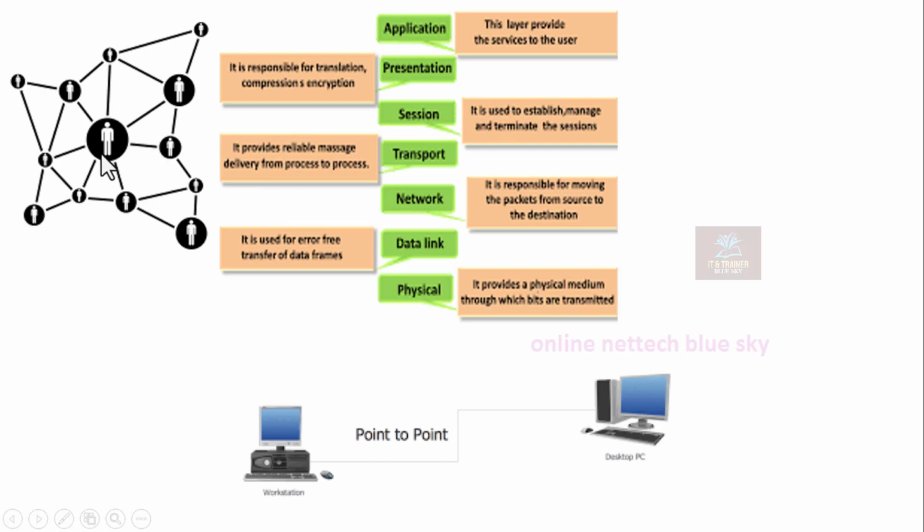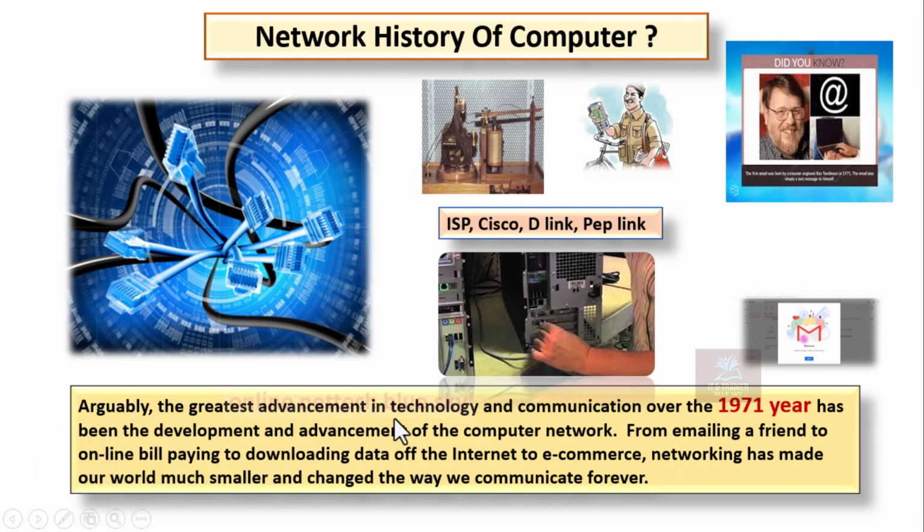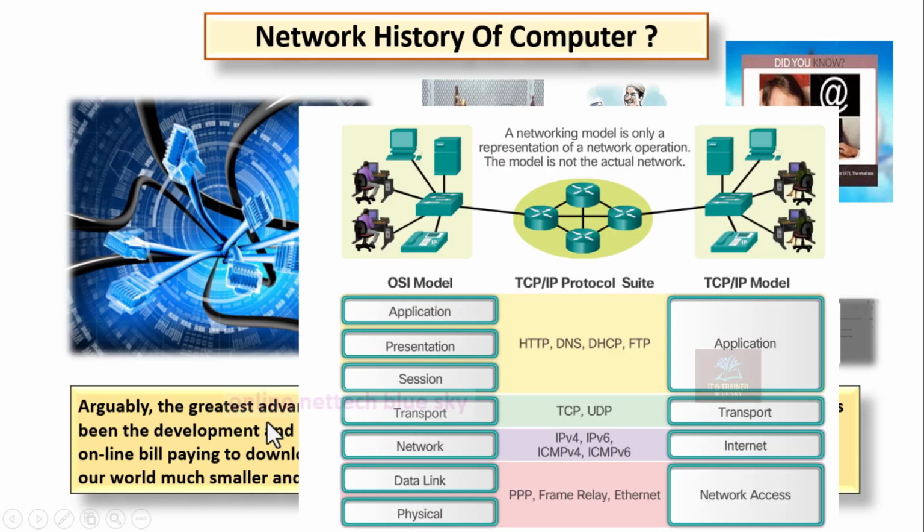Okay, so in 1971 the first email was sent. In 1971 scientists sent the first email. The greatest advancement in communication technology since 1970 has been the computer network. And this was a success: for the first time sending and receiving data, emailing a friend, paying a bill online, downloading data from the internet. E-commerce networking has made the world much smaller and changed the way we communicate forever.